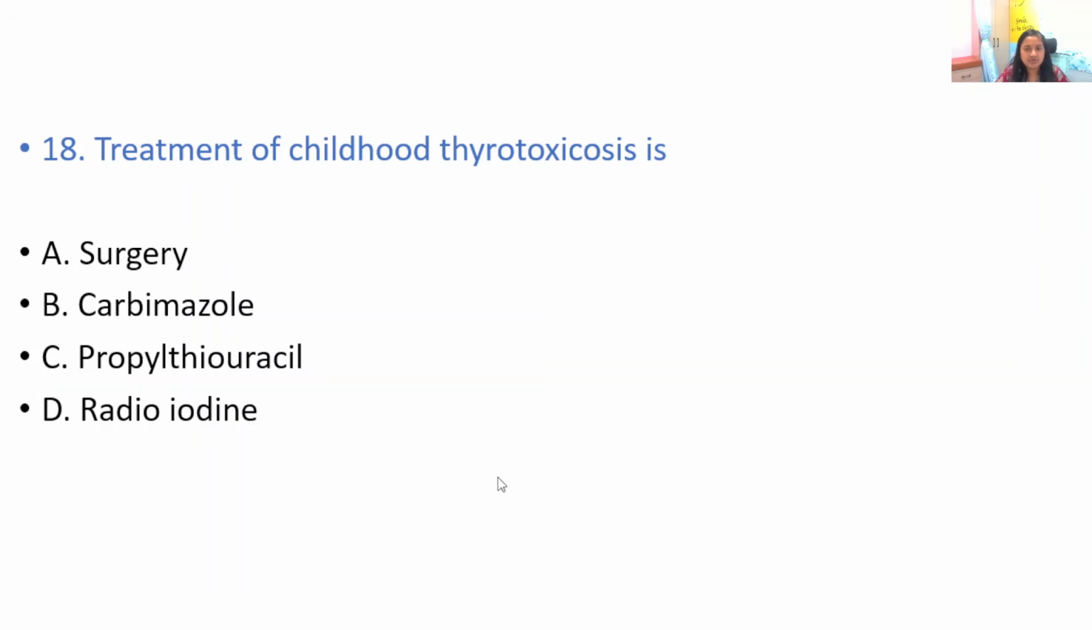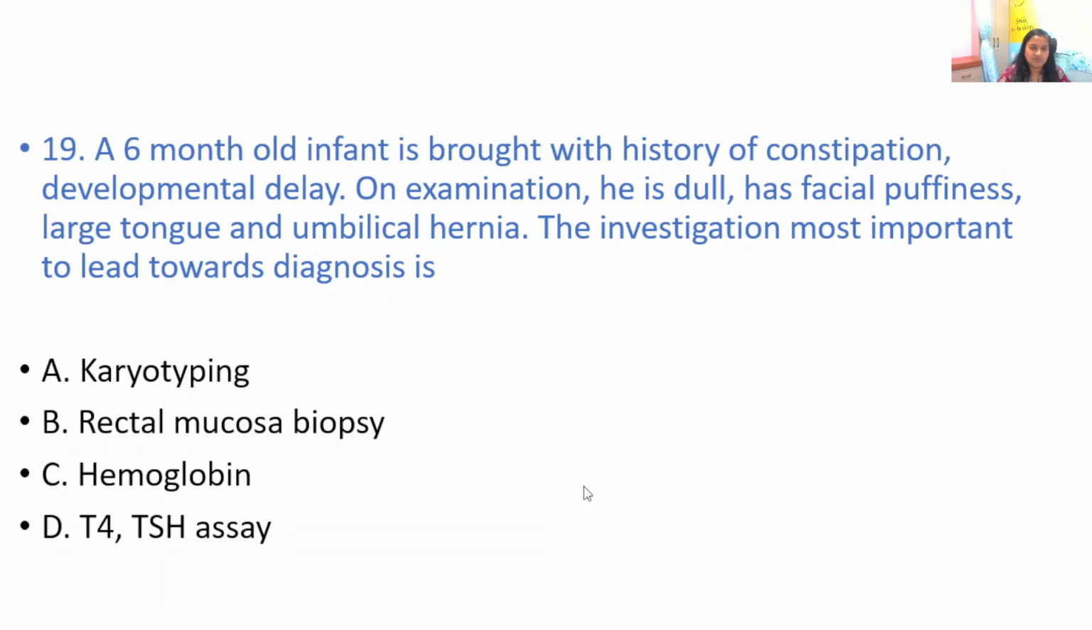Treatment of childhood thyrotoxicosis. Options are surgery, carbimazole, propylthiouracil and radioiodine. Now surgery and radioiodine, no. The treatment of choice is carbimazole, methimazole or carbimazole. Propylthiouracil has a very high risk of severe liver side effects and acute liver failure. So propylthiouracil is not used in children. The ideal treatment will be carbimazole.